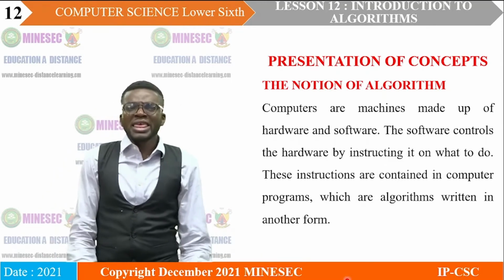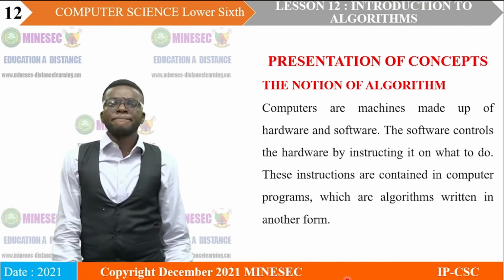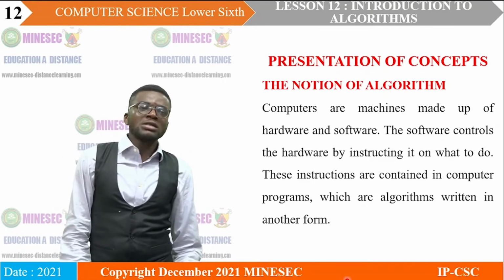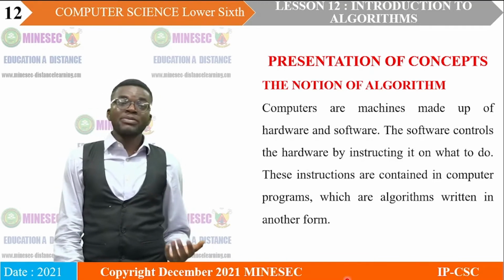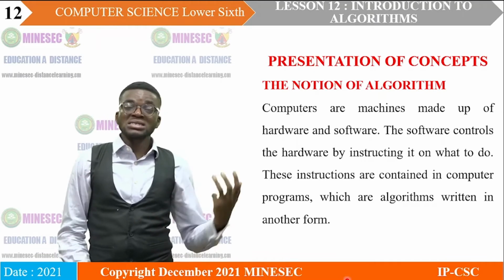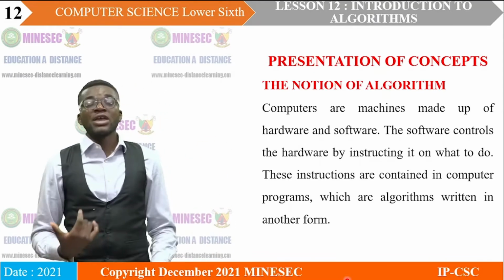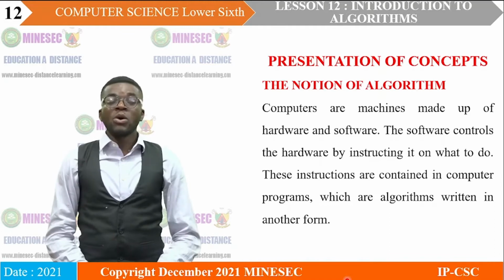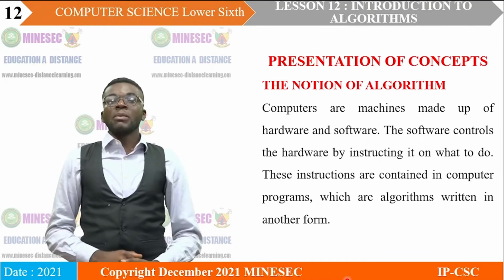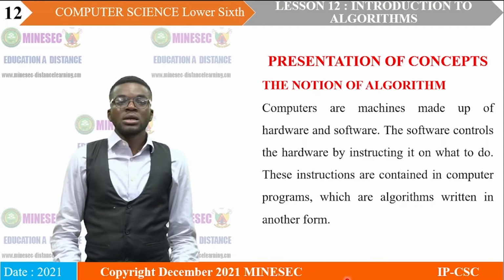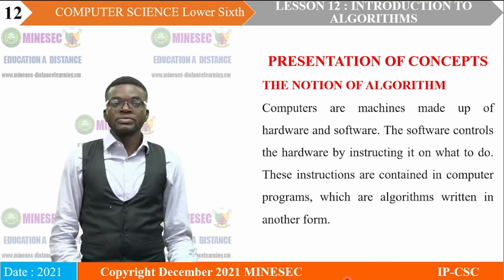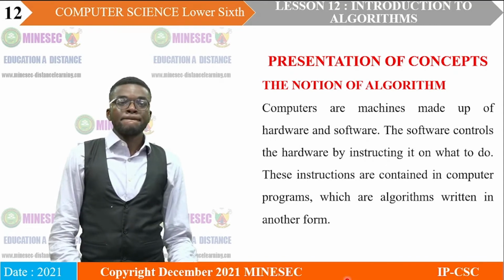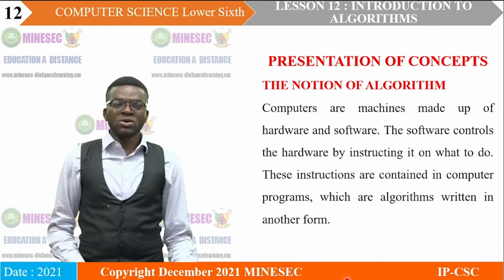Algorithm. What is an algorithm? An algorithm, as we earlier said, is the set of well-defined and precise steps which are used to solve a given problem. Computers are machines made up of hardware and software. This software controls the hardware by instructing it on what to do.